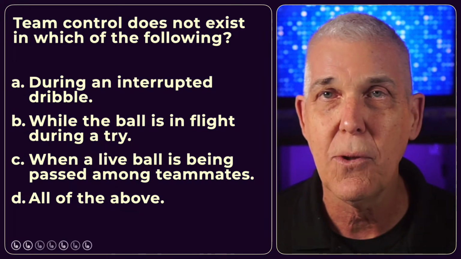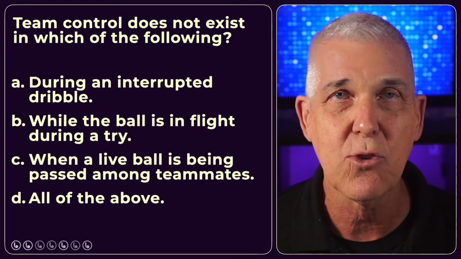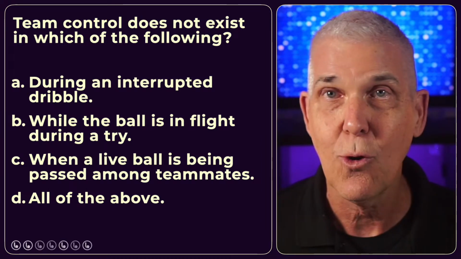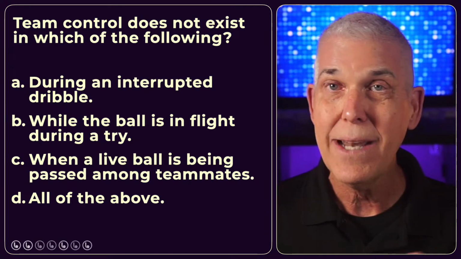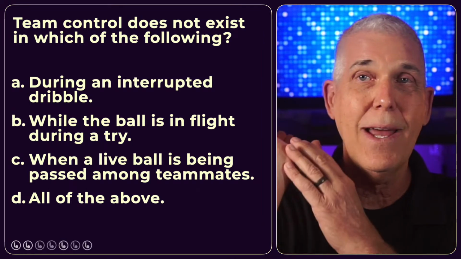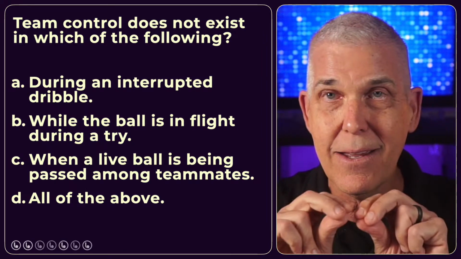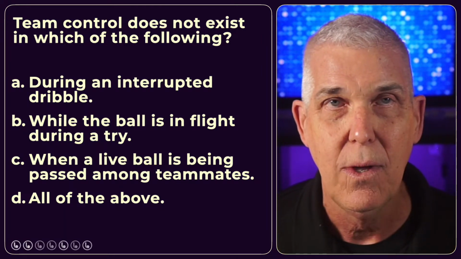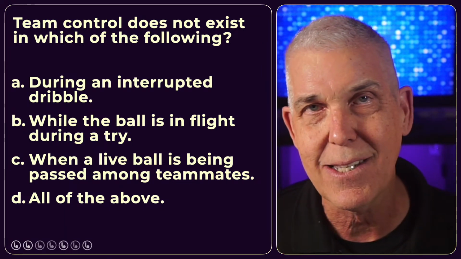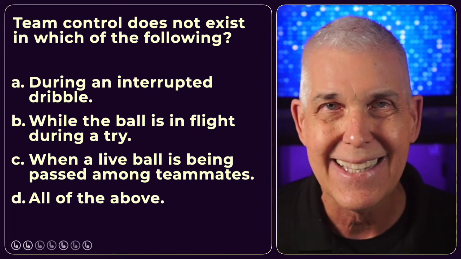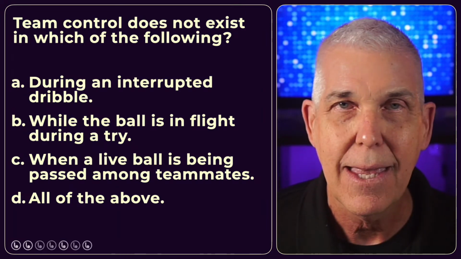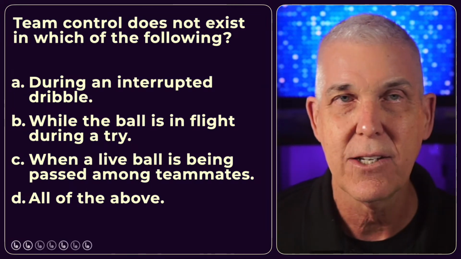An interrupted dribble, there is no change in team control. So team control does exist while the ball is in flight during a try. When does team control end? Well, one of the ways is when a player releases a try. There is no longer team control. So team control does not exist in which of the following? I think we've found our answer. It does not exist while the ball is in flight during a try.